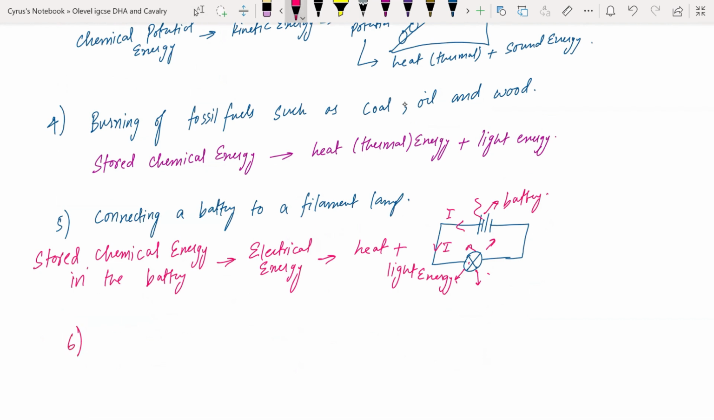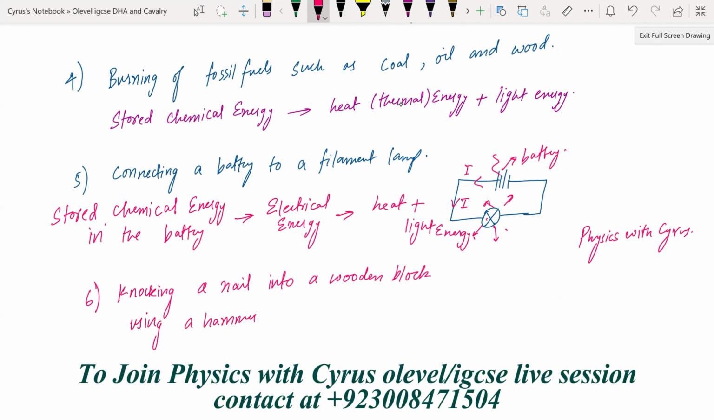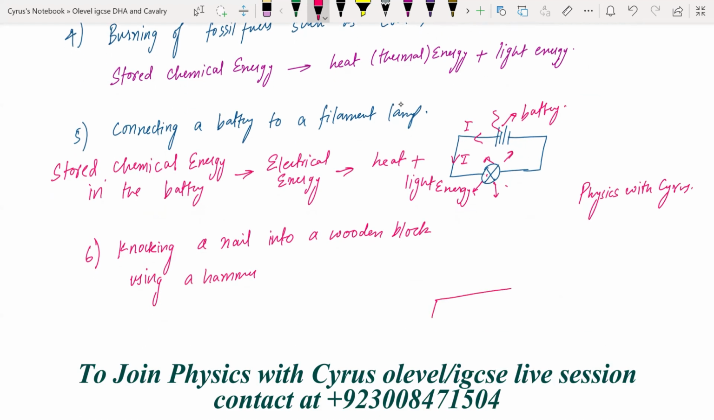नंबर 6, ठीक है, ओके, नॉकिंग अ nail into a wooden block. Knocking a nail into a wooden block using a hammer. आपने एक हैमर लिया और आपके पास एक वुडन ब्लॉक है और आपने नेल को उसके अंदर नॉक करना. आप केमिकल से उसको उठाएंगे, दैट इज कन्वर्टेड इनटू ग्रेविटेशनल पोटेंशियल, इनटू काइनेटिक, इनटू हीट एंड साउंड.